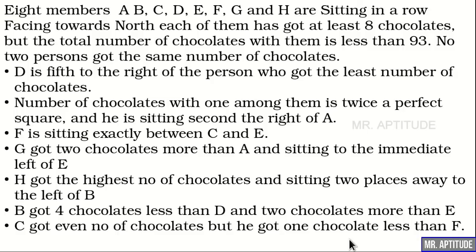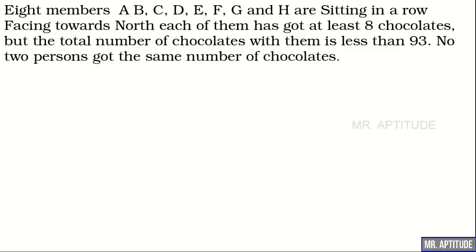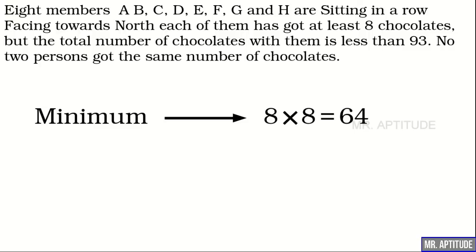Now let us see how to solve this set. Let me explain this information first. You are given that there are 8 members sitting in a row facing towards the north. Each of them has at least 8 chocolates. So what will be the minimum number of chocolates with the given 8 members? As there are 8 members and each person has at least 8 chocolates, 8 times 8 is 64. So the minimum number of chocolates is 64.